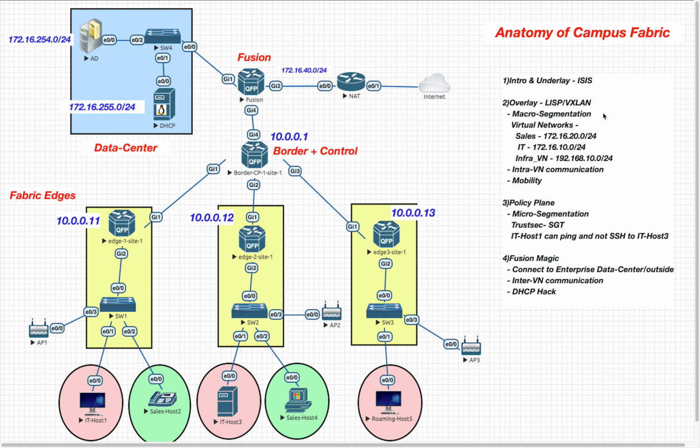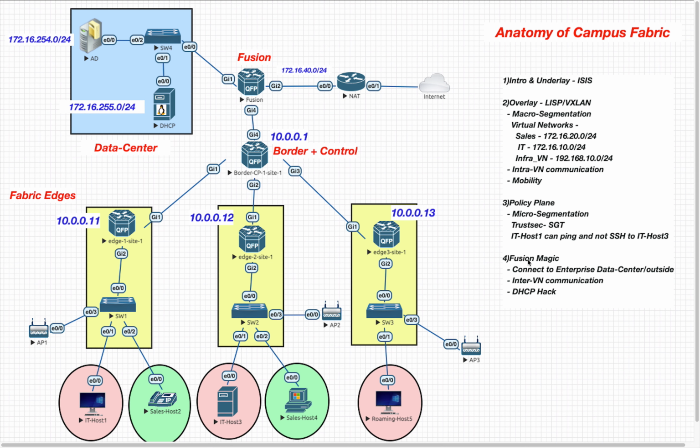And we have also done the macro segmentation. We verified the intra VN communication, that is communication within the sales VN and within the IT VN. We also checked out mobility, right? How mobility is established or achieved in a campus fabric. We have also done the policy plane configuration, which means the micro segmentation, wherein we set up TrustSec in our network, and we used TrustSec to limit access between the hosts or clients which are part of the same virtual network. In our case, we tried that with the IT virtual network, right?